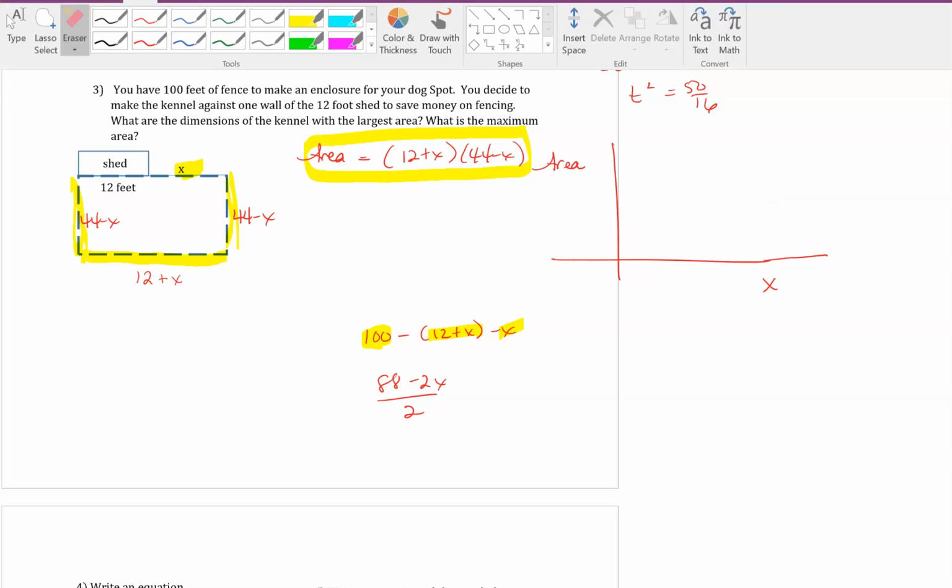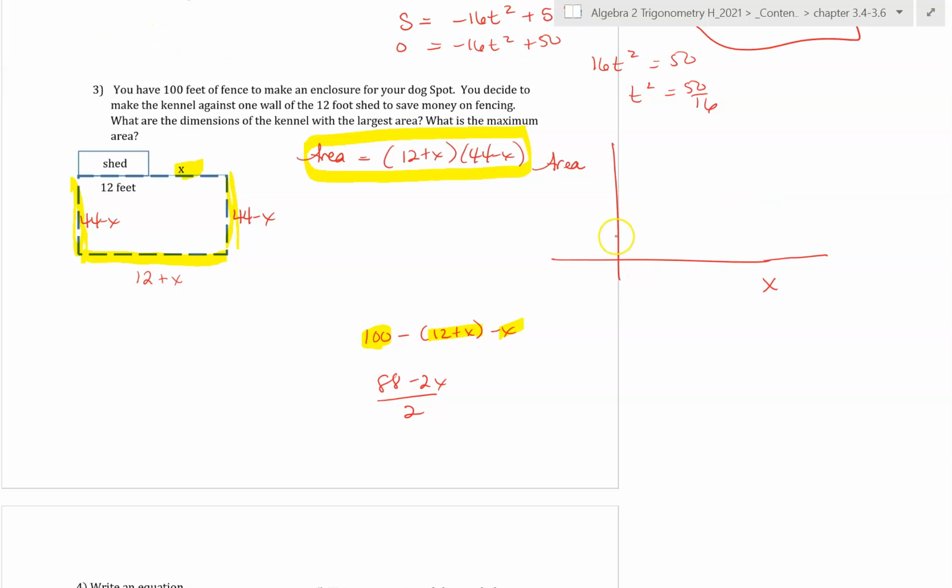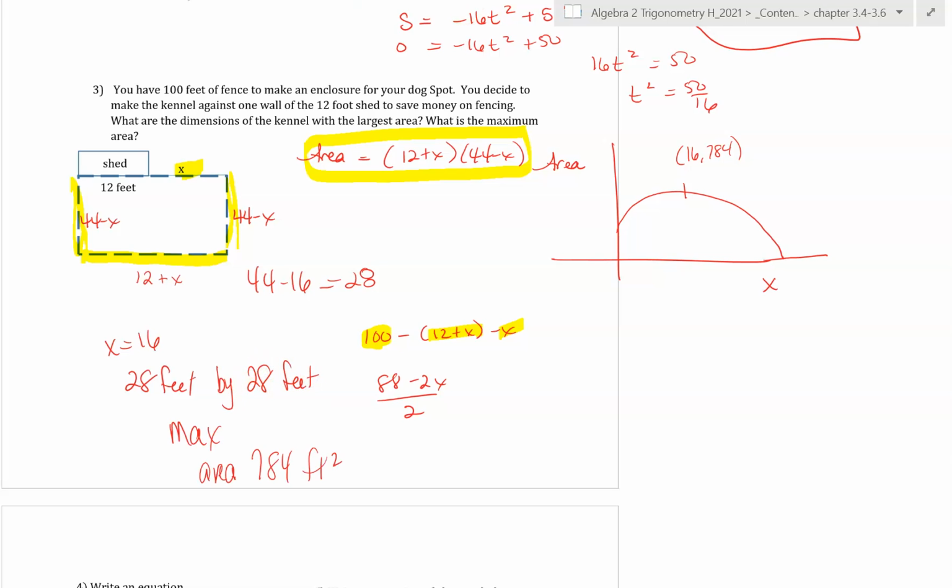So that means when x is 16, we have 28 feet, and then 44 minus 16 is actually 28. So 28 feet by 28 feet, those are your dimensions. So 28 feet by 28 feet and a maximum area of 784 square feet. Okay, so that was number 3.